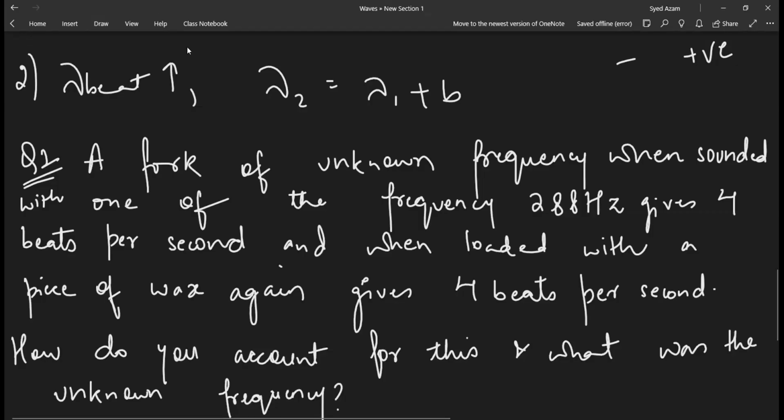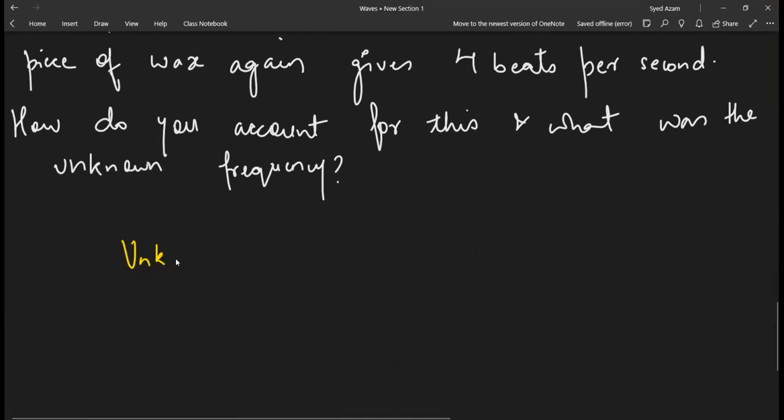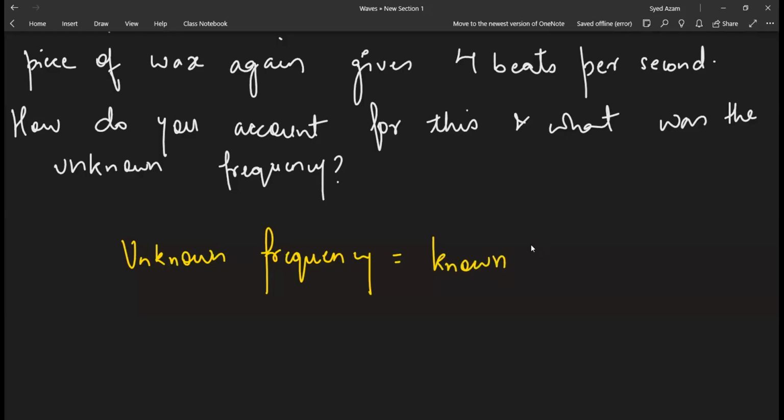Look, class, this question says that a fork of unknown frequency, when sounded with one of the frequencies, it's 288 hertz, gives 4 beats per second. And when loaded with a piece of wax, it again gives 4 beats per second. Why? So basically, we have studied unknown frequency is equal to the known frequency plus minus the beat frequency.